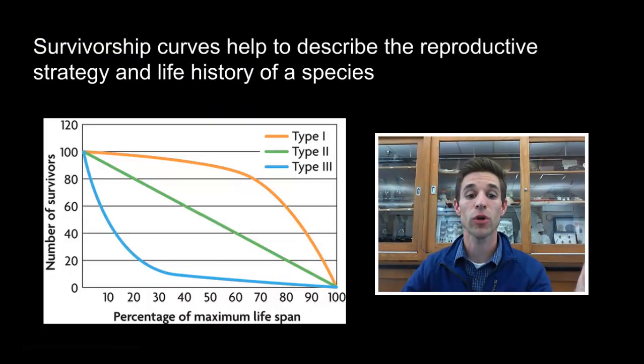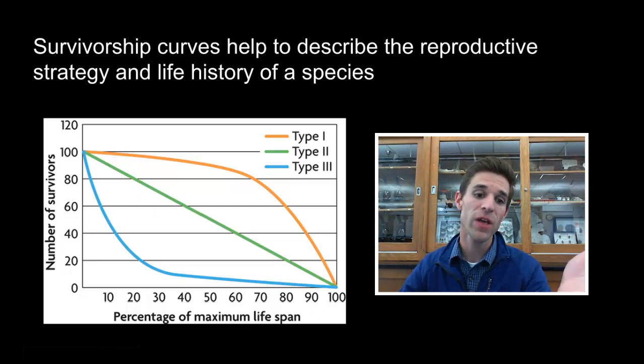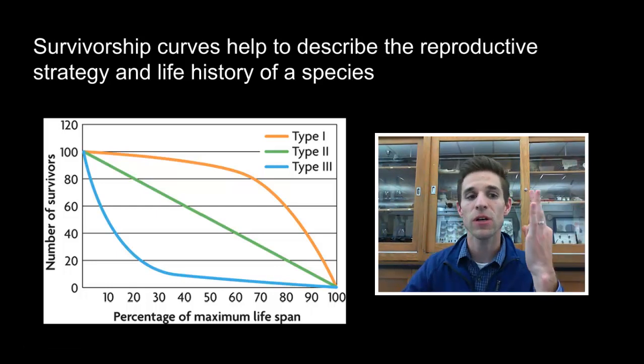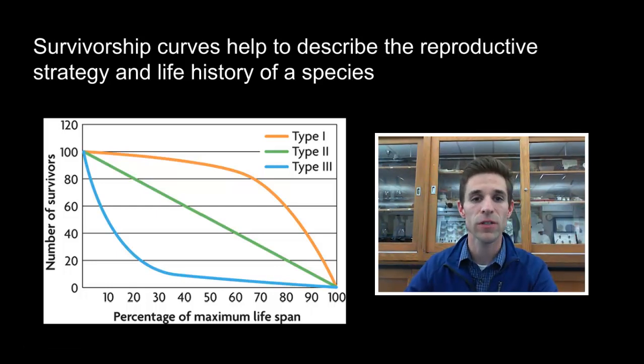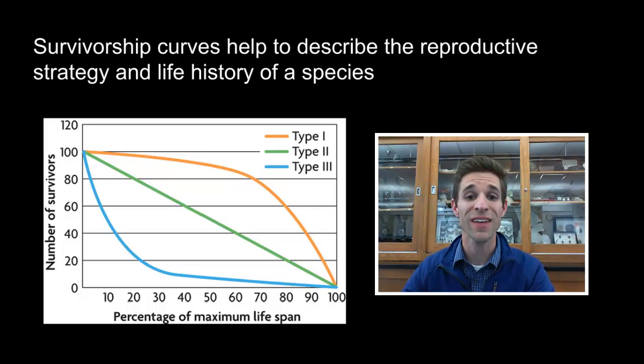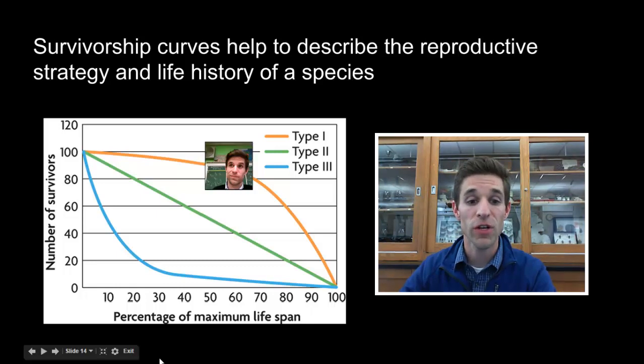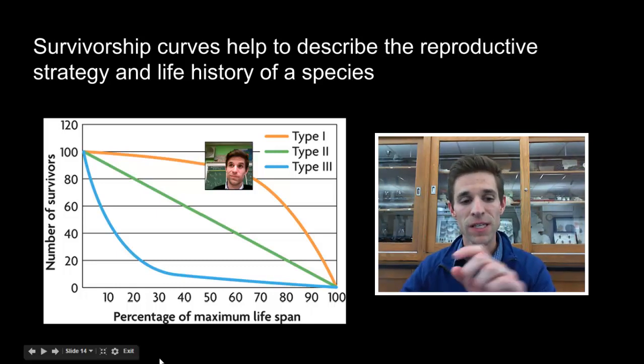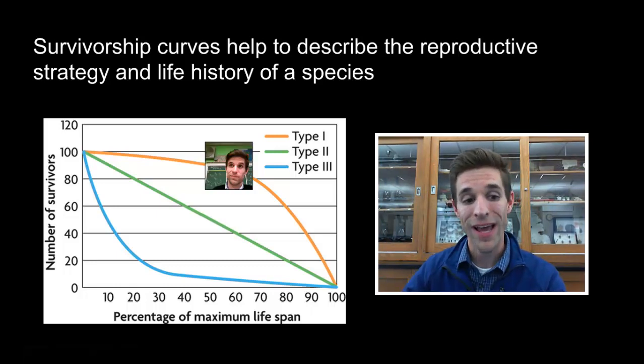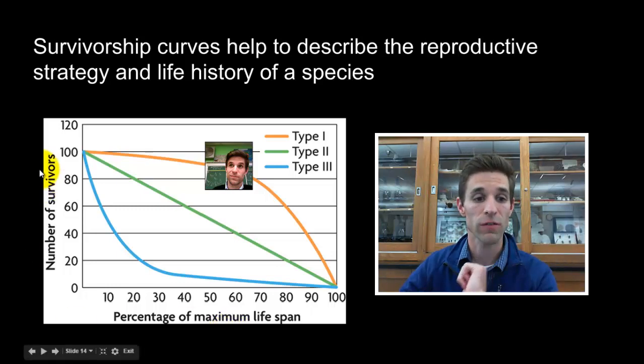This is a survivorship curve graph, and I want you to know this graph. It depicts 3 types of survivorship curves that ecologists have defined over the years. And these survivorship curves, again, help describe the reproductive strategy and the life history of the species. That's how the species live and how, over time, members of its species either live or die. Type 1 curve is very characteristic of humans. You can see that on the y-axis, we have the number of survivors. That's over here on the vertical axis.